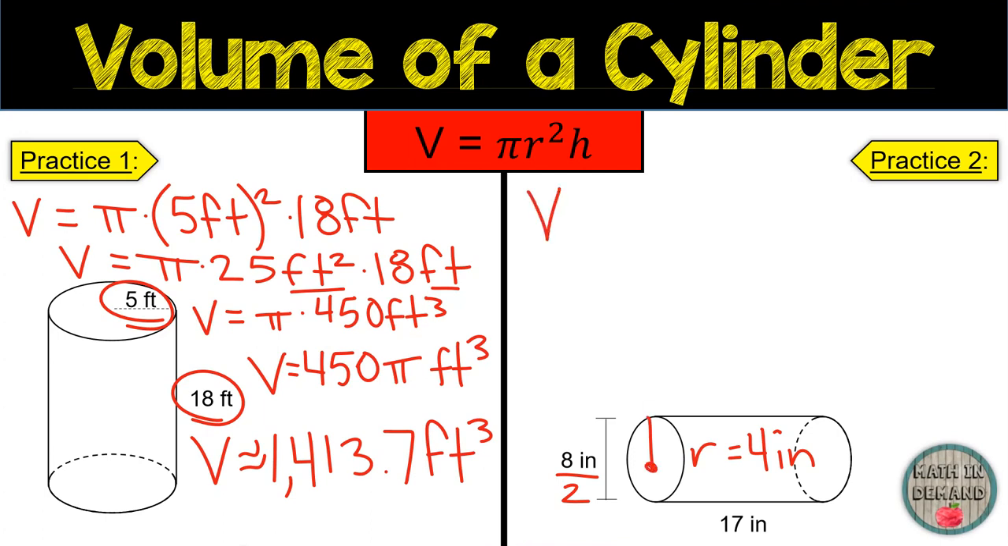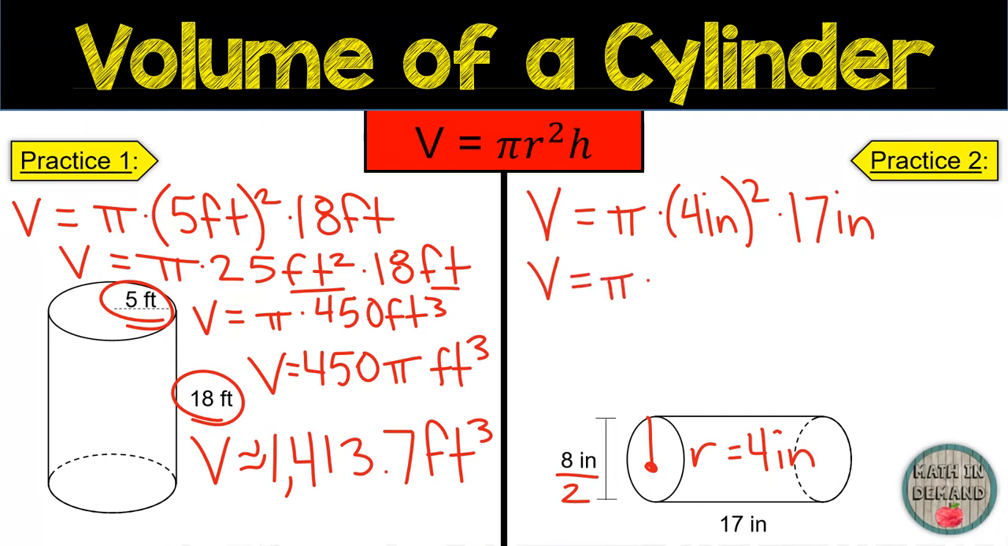So I'm going to go ahead and write V equals pi times the radius, and I'm going to open parentheses. My radius is 4 inches squared, times the height. The height is 17 inches. Okay, I'm going to simplify. 4 squared gives me 16. Inches times inches is going to give me square inches, times 17 inches.